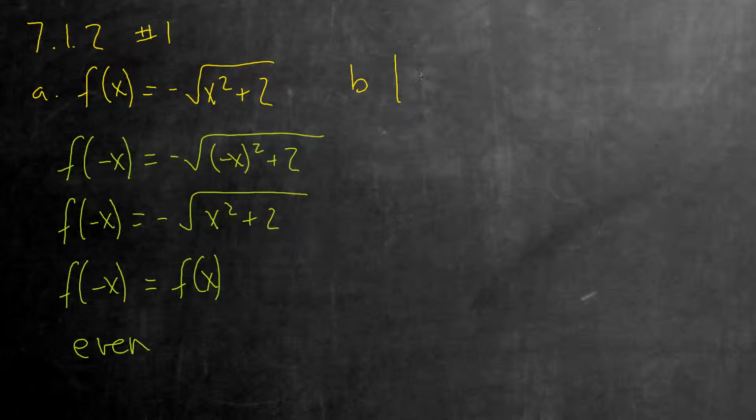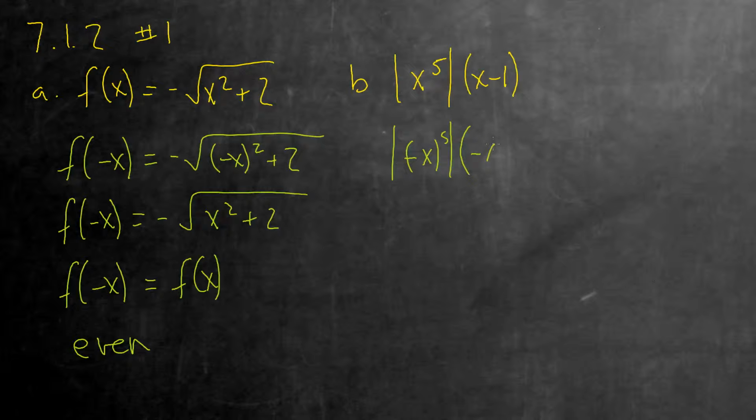The absolute value of x to the fifth times x minus 1. When we put in negative x in parentheses, wherever x was, what happens? In here, we're going to get negative x to the fifth, but the absolute value of that is going to stay x to the fifth.